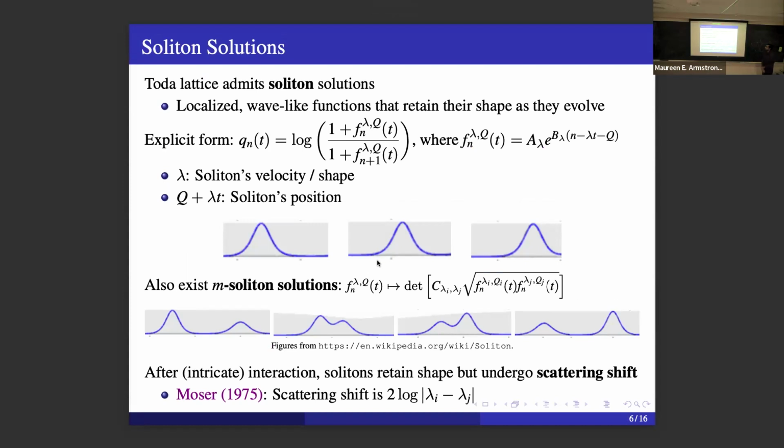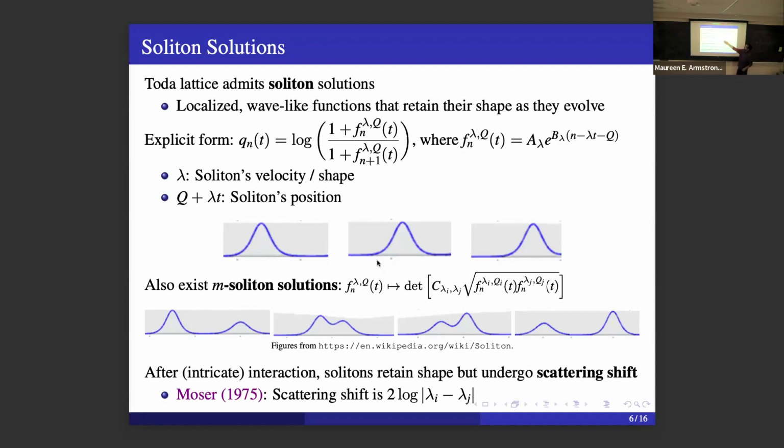Okay, so the Toda lattice, and this is one of the first observations of Toda when he introduced it in the first place, is that it exhibits so-called soliton solutions. Heuristically speaking, these are locally wave-like solutions that are localized in space, so they look kind of like waves, and they're functions that retain their shape as they evolve. Okay, so there's an explicit form for one of these soliton solutions for the Toda lattice.